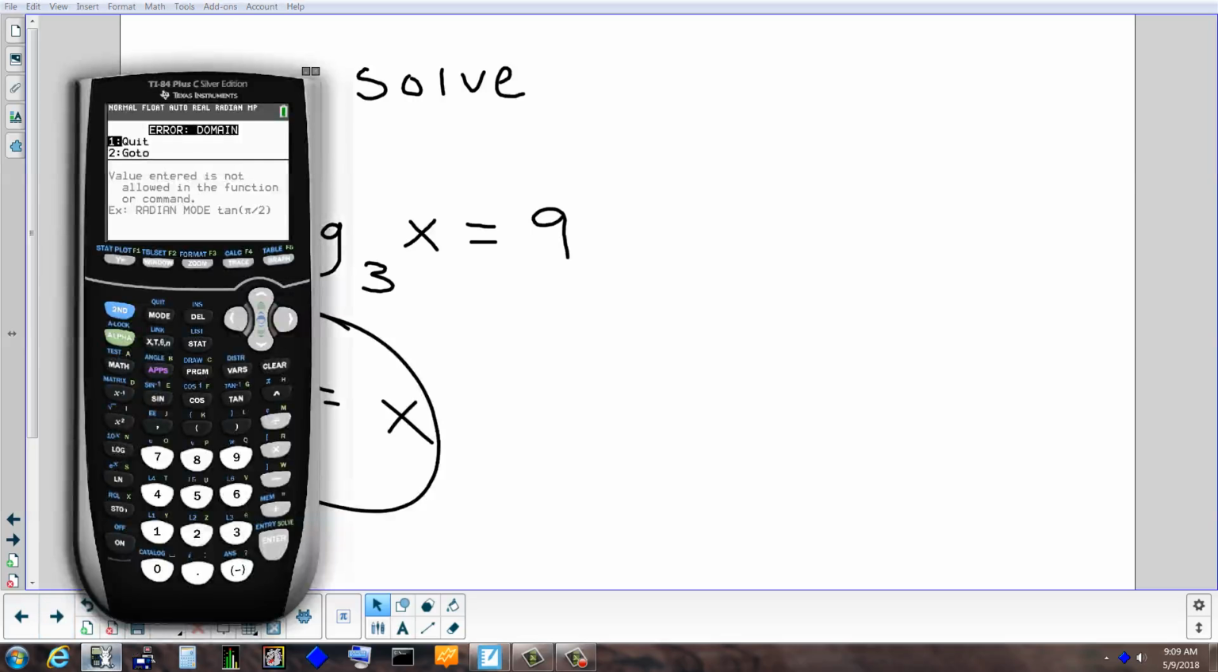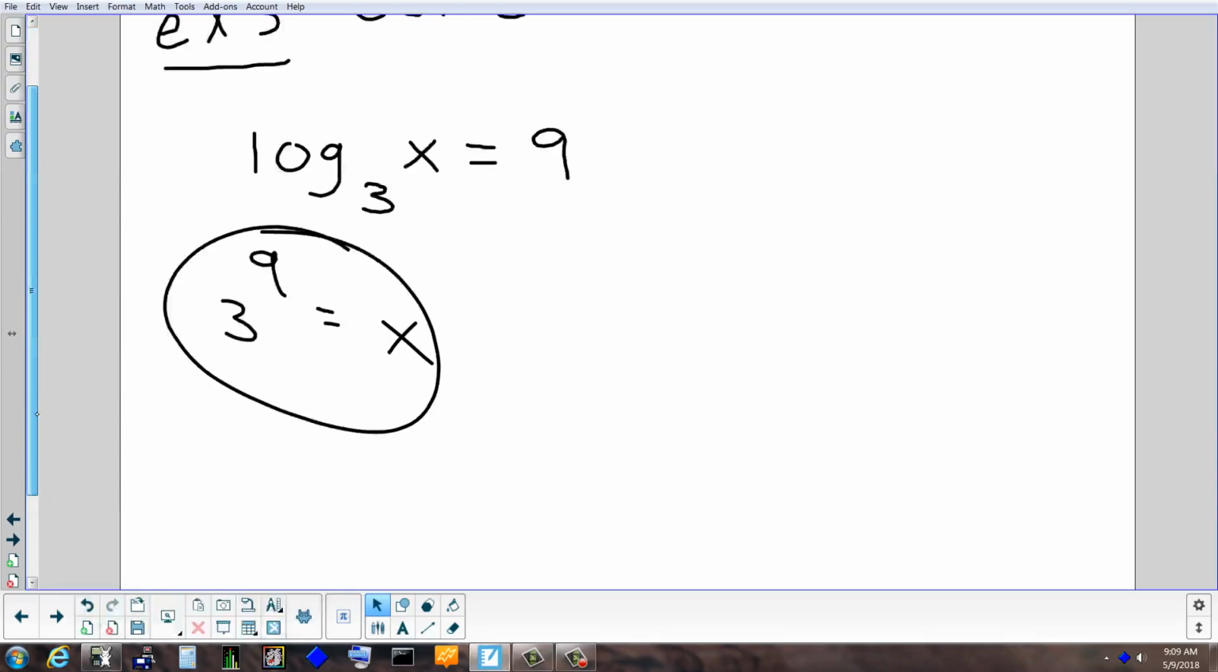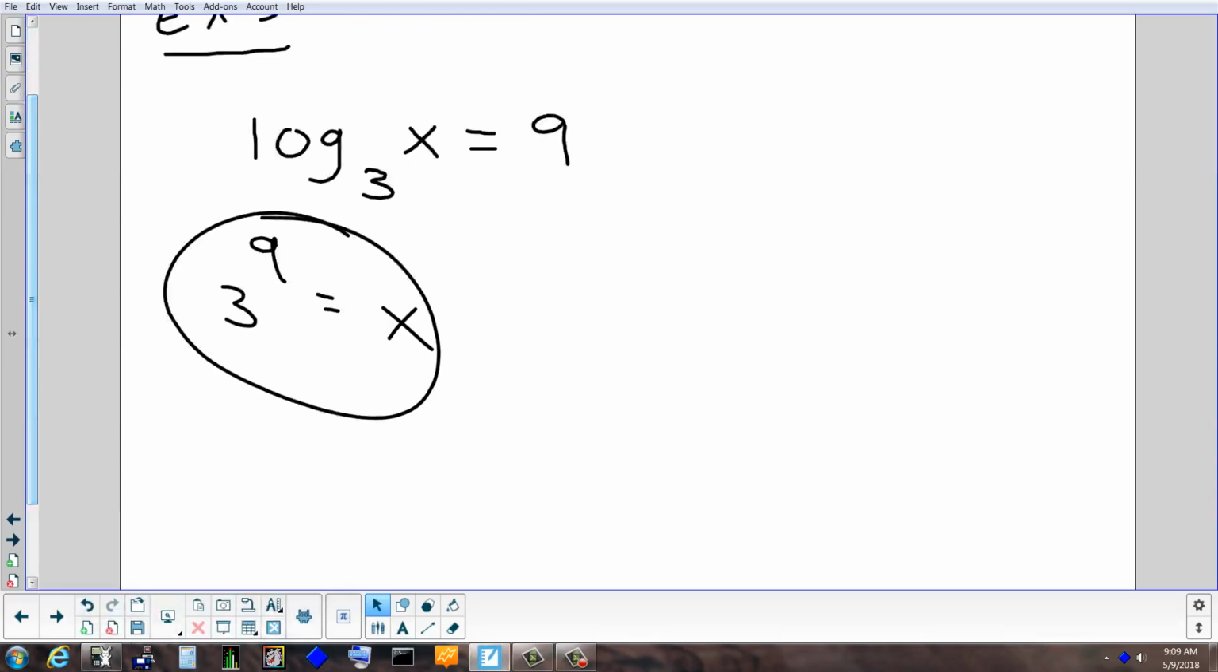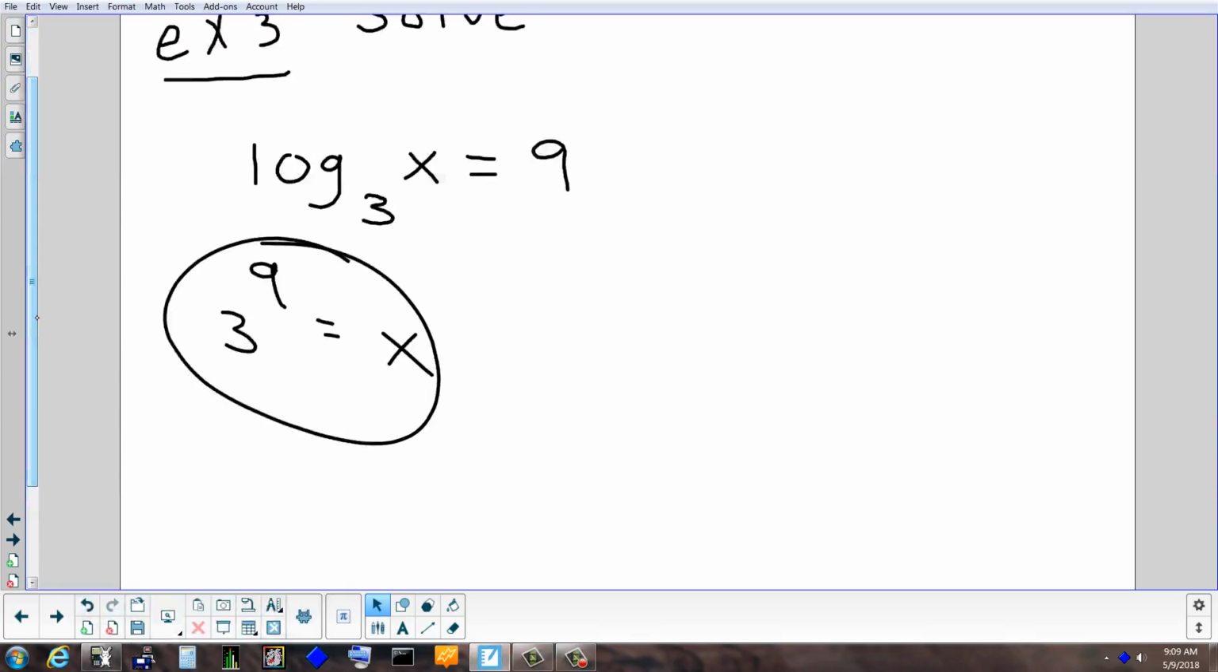If they ask you to do that out, it's going to come out kind of big. I mean, it's not like it's in the trillions, but it's kind of a big number. So it's 19,683. When it gets to a point where it starts getting pretty big, like that's probably big enough that you could just leave your answer 3 to the 9th. Questions on that one?